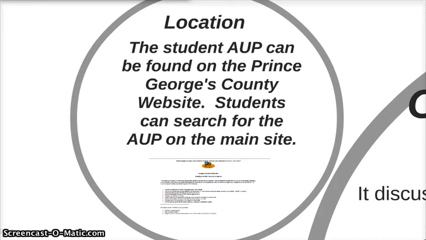All of the Student Acceptable Use Policy can be found on the Prince George's County Public Schools website. Students can search for the AUP on the main site.